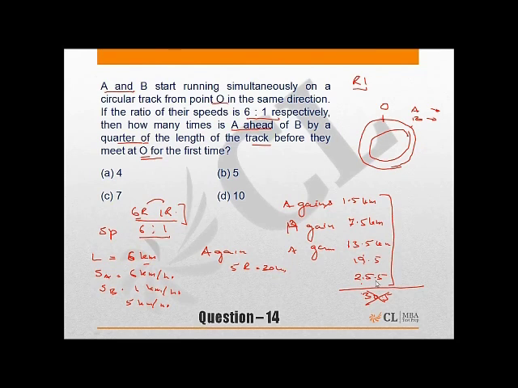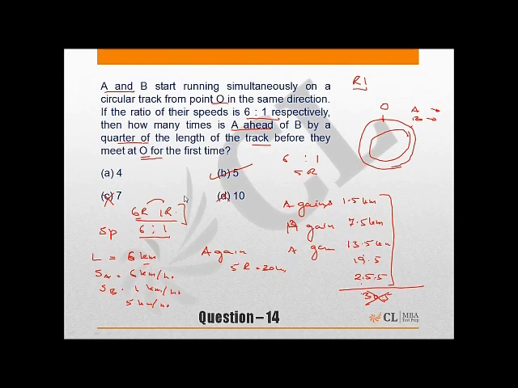So how many times will this happen? 1, 2, 3, 4, 5. 5 is the correct answer. Actually, we did not need to do all this. If you just look at the numbers carefully, your starting point should have been the ratio of speeds, which is 6:1. A will gain 5 rounds straight away. So my answer cannot be any of these. And then you could have eliminated 4 also.